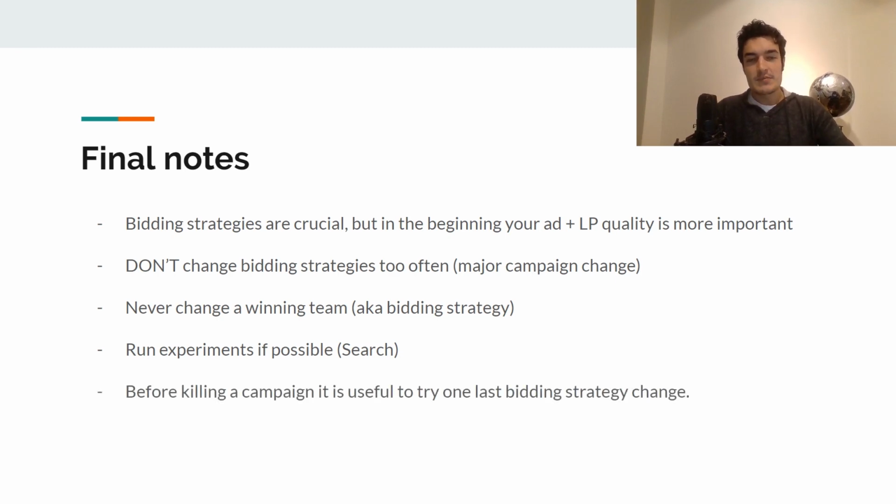And last but not least, before killing a campaign, it is normally useful to try one last bidding strategy change. So if you have a campaign that is not really performing, before you kill it forever, I recommend making a drastic bidding strategy change. If you have run it on manual CPC and you are not breaking even or barely breaking even, and it has been running for some weeks, and you say, okay, that's enough, try to switch to target ROAS, for example, let it run for another week or at least a few days, and see if there is any change, because that's a massive campaign change you're doing there.